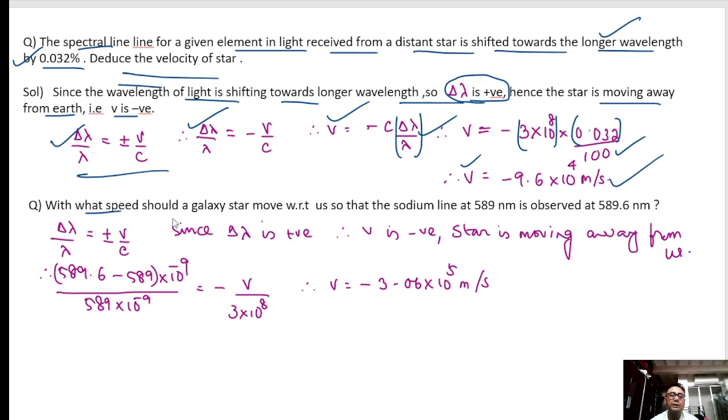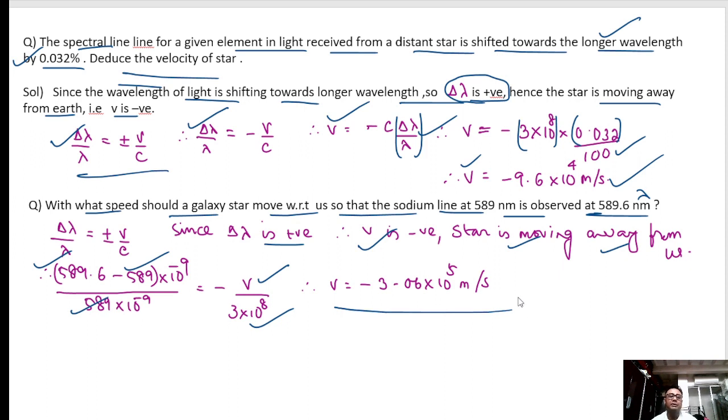With what speed should a galaxy star move with respect to the sodium light? The wavelength is given and is observed at this. So what is the change in the wavelength? The wavelength is increasing here, so the star is moving away from us. So this is the change in wavelength by the original wavelength, equal to minus V by C. So this is the velocity with which the star is moving away from us.